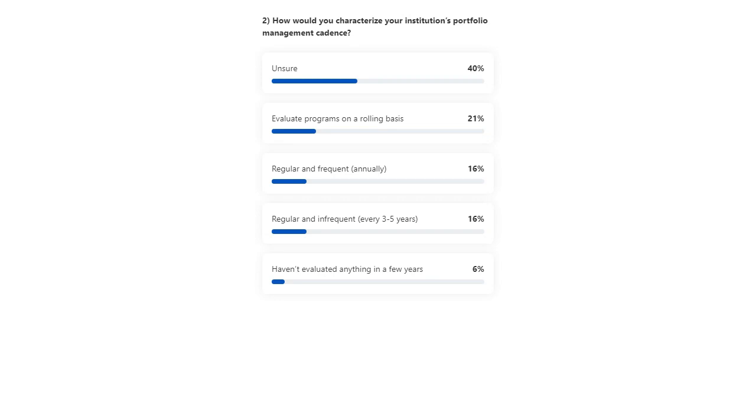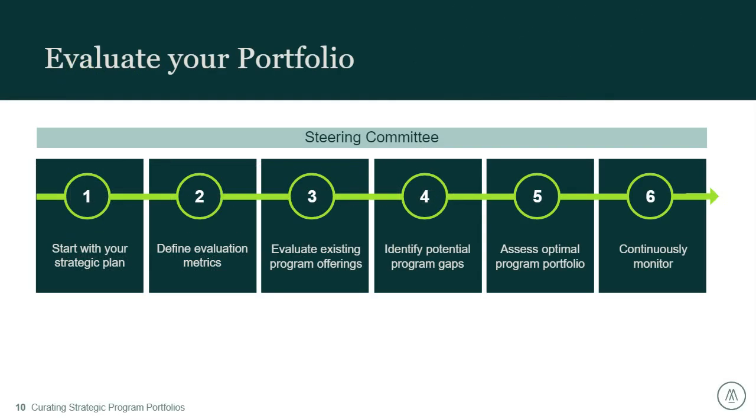Okay, great. It looks like we've got a wide range of folks on today. About 40% are unsure, and then there's a smattering around regular, frequent, infrequent, and on a rolling basis. So we're going to talk a little more about what this process actually looks like now. As Scott has already talked about, evaluating your institution's academic program portfolio is a critical process to help ensure that you're offering programs that align with your mission, meet the needs of students and society, and are financially sustainable.